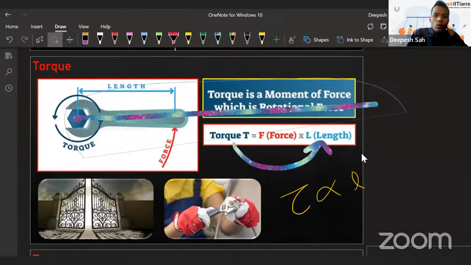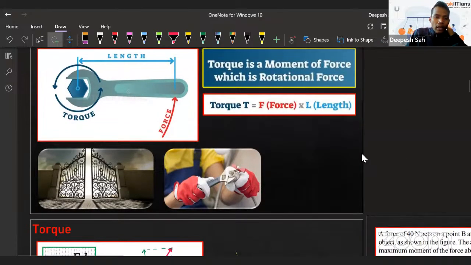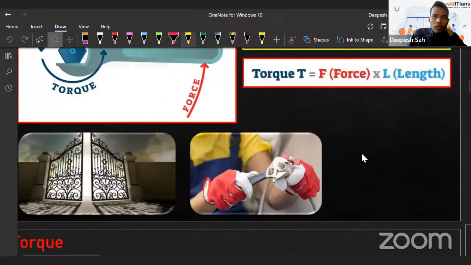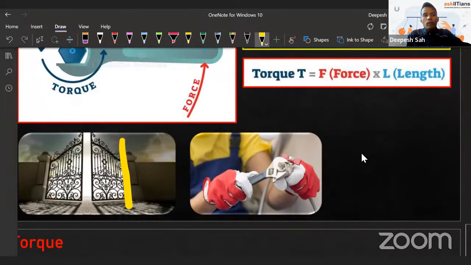We can take one more example over here. Imagine this gate, and you are trying to open or close this gate. This is the axis. Now, if you are very close to this axis, let's say you are opening the gate by pushing this particular area, I think it will be comparatively tough as compared to pushing from here. So it becomes very easy if you are far away from the axis of rotation. The farther you are, the easier it becomes to open or close a gate.